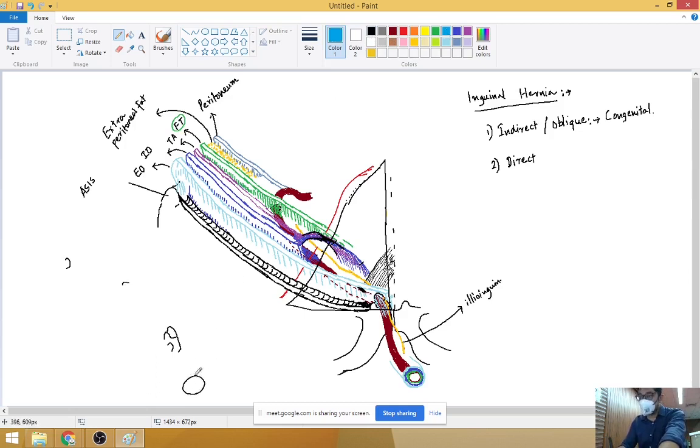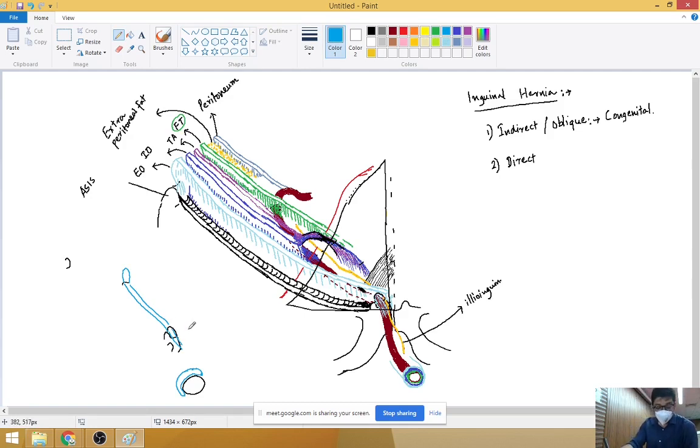The covering of the testis is formed by the peritoneal part which is going down. It passes through the deep inguinal ring, the superficial inguinal ring, and then over here. This is the peritoneal reflection when the testis is descending. Ultimately this connection is lost, and what remains is only this processus vaginalis. The rest of it is lost.